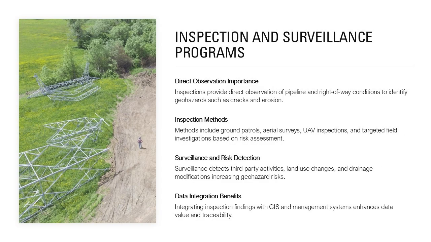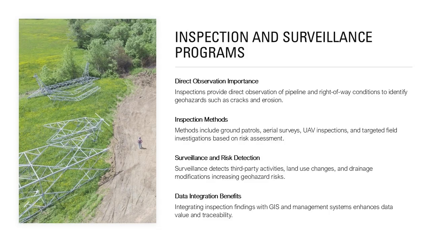Inspection and surveillance programs complement monitoring by providing direct observation of pipeline and right-of-way conditions. These programs help identify surface expressions of geohazards, such as cracks, scarps, erosion gullies, or exposed pipe. Regular inspections are especially important in areas with known or emerging geohazard risks. Inspection methods may include ground patrols, aerial surveys, UAV inspections, and targeted field investigations.